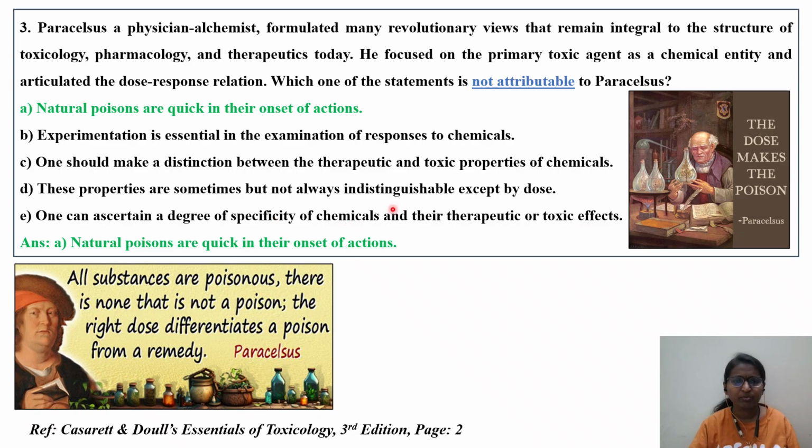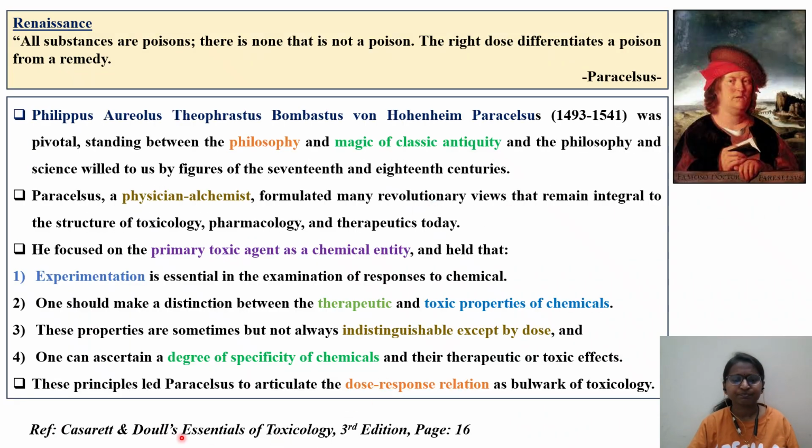So these were the four important pillars listed by our scientist Paracelsus. So you should always know this particular statement. If you look into this textbook, third edition, page number 16, he has listed all these things. Experimentation, toxic properties of chemicals indistinguishable except by dose, as well as degree of specificity of chemicals: all these four important principles led Paracelsus to articulate the dose response relationship, which became the bulwark of toxicology.